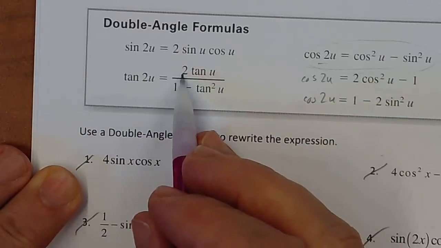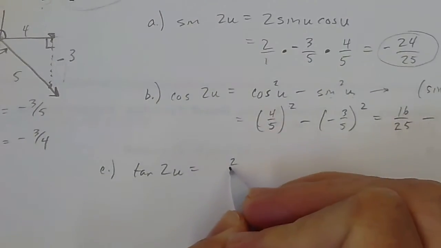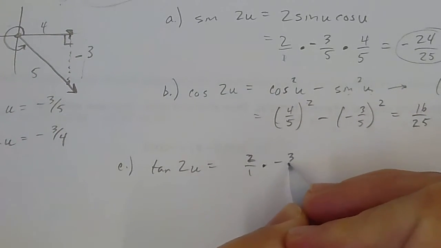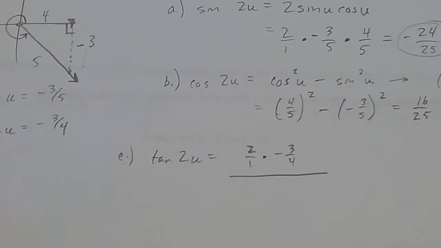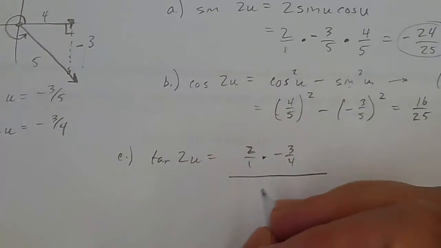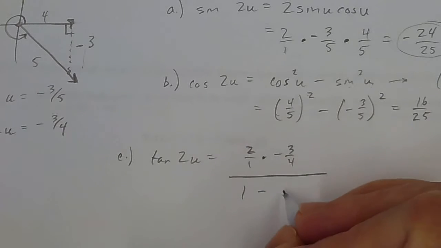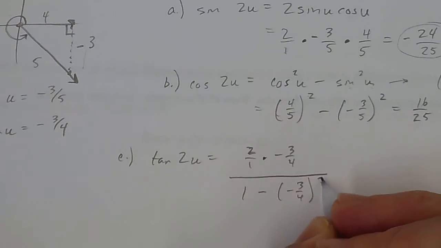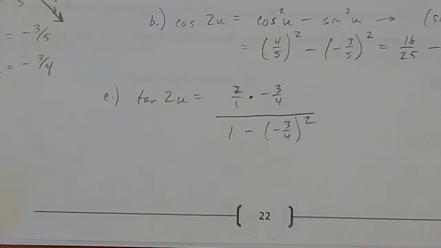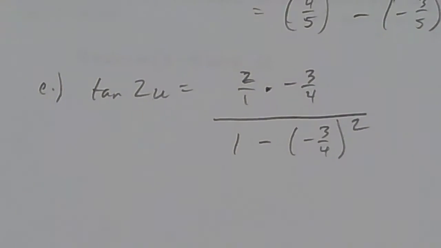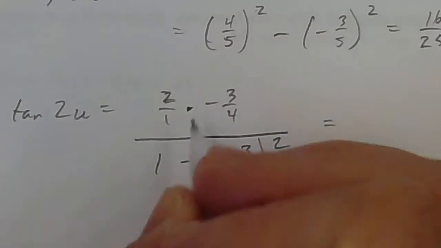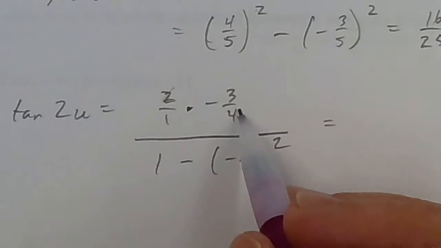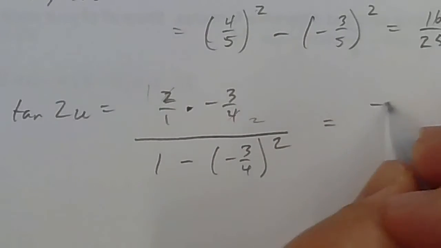It says 2 times the tangent of u. So I have 2, I'm going to put 2 over 1, times tan u, negative 3/4. Okay, that's in my numerator. On the bottom, it says 1 minus tangent squared u. So negative 3/4 squared, like that. Okay. All right, let's simplify and multiply the top. So we get negative 6/4. I'm going to reduce it right now. Why not? 2/4 is 1/2. So that's negative 3/2.